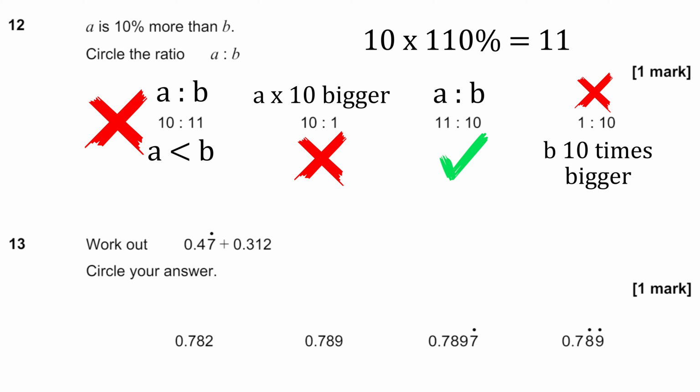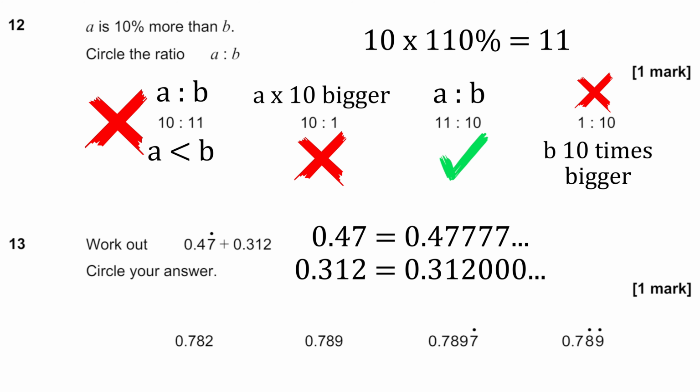Now for question number 13, we need to work out 0.47 recurring plus 0.312. Circle your answer, and we have 4 options, 1 mark. So that dot basically just means recurring, so let's write these out. So 0.47 recurring is 0.47777, and 7 just goes on forever.